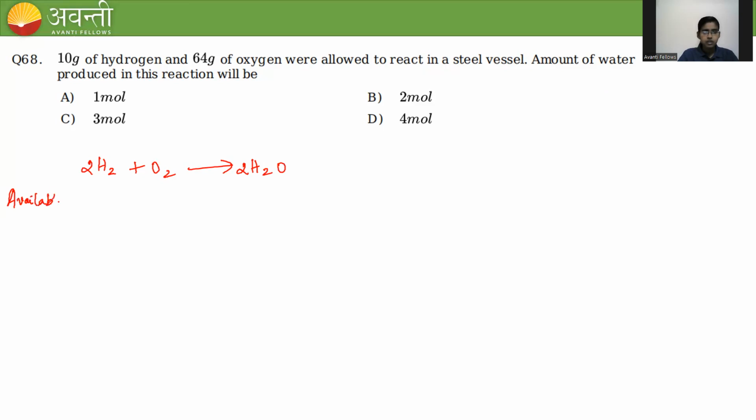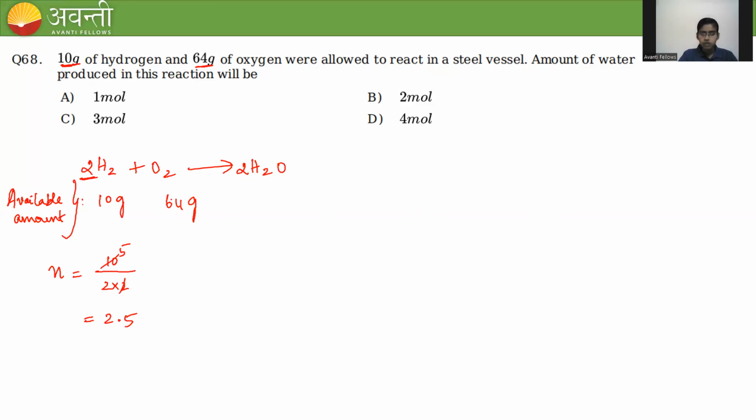The available amount of hydrogen is 10 gram, and the available amount of oxygen is 64 gram. Okay, this is the available amount. Now we have to find out the number of moles for the system. So the number of moles will be mass by molar mass, right? So the given mass is 10 for hydrogen, and the molar mass of hydrogen is 2. Since we have 2 moles here, we have to multiply it by 2. Okay, so here we will get 5 by 2, so it is 2.5.